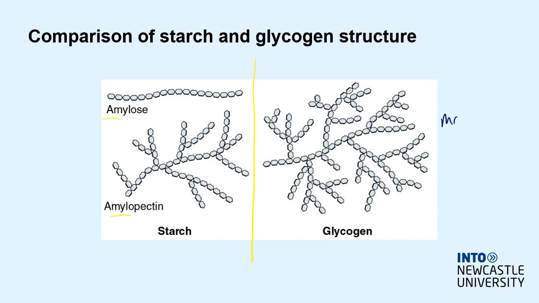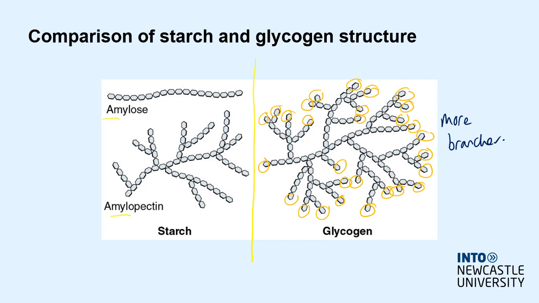You've got more branches, and it means that you've got more ends even than amylopectin. So you've got all these ends of the molecule, and it's much more important that animal cells have quick release of energy than plant cells, because we need that glucose to power our heart beating, our brain, our neurons working, movement. So we need to have a much more rapid release of glucose than a plant cell.